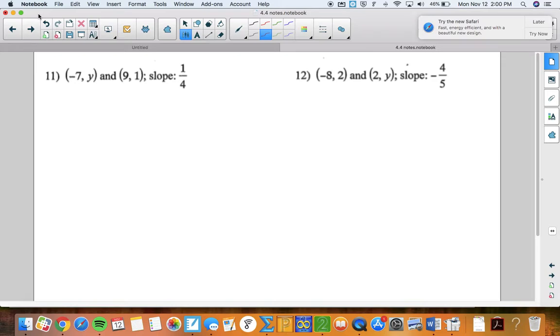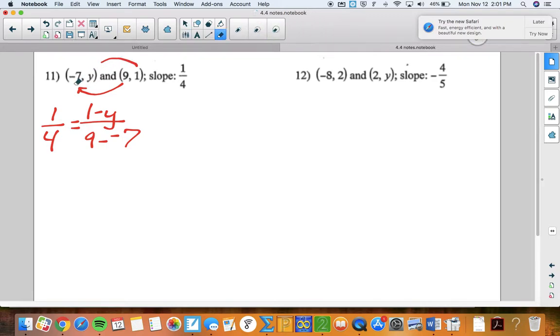Let's try number 11. So our slope is 1/4. That's supposed to equal the change in my y's, y minus 1, divided by the change in my x's, 9 minus negative 7. Now here's the deal, folks. I'm going to proceed with this in a second, but did you know that you could actually be a rebel here? And in fact, it'd save you some time. It'd be a little less effort.